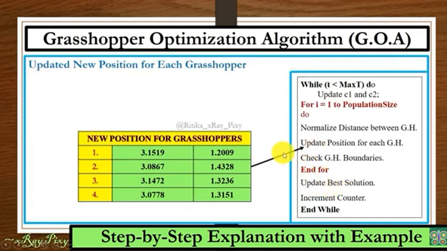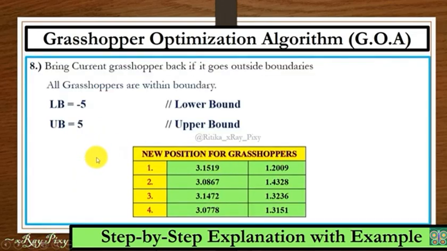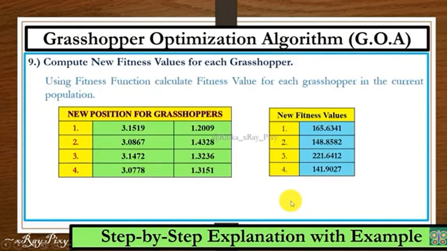Now we are here, as you can see, inside the for loop. Here we updated the position for each grasshopper. So this is the new position. Now we will check the grasshopper boundaries. We will bring the grasshopper back if it goes outside the boundaries. Boundary means the lower bound and the upper bound, that is the domain. So we need all the values within the domain, that is in between this and this. You can see all the grasshoppers are within the boundary.